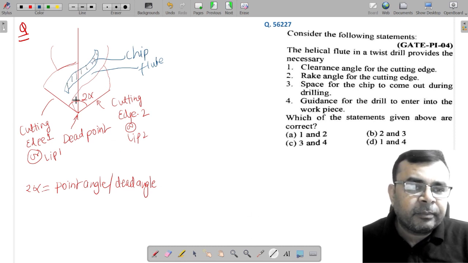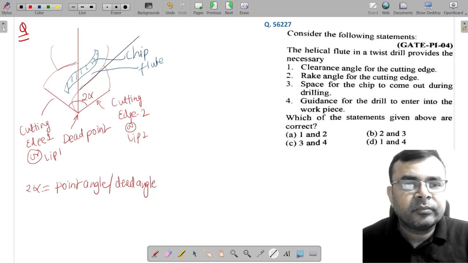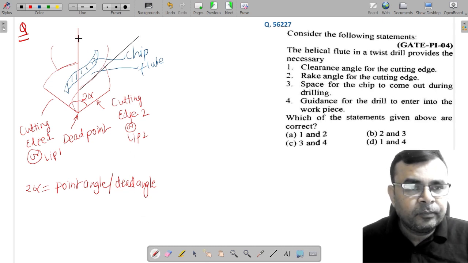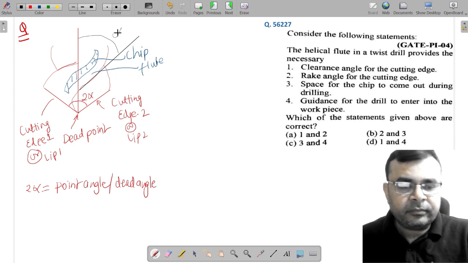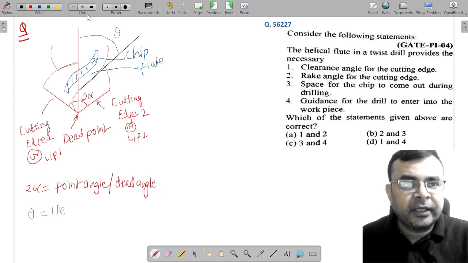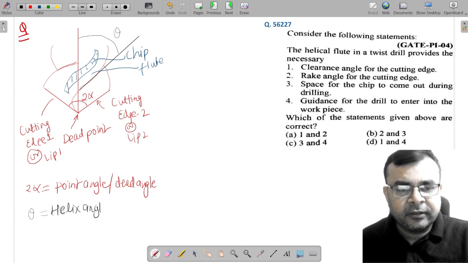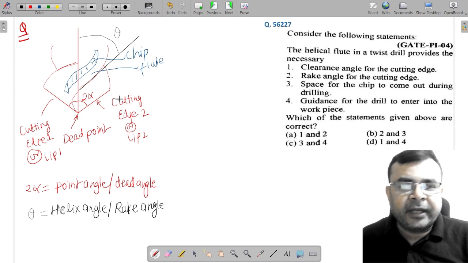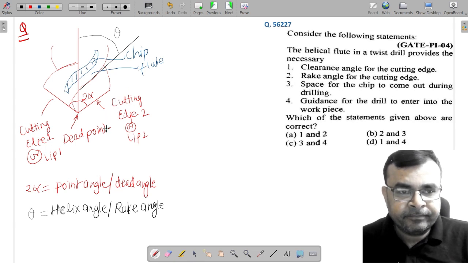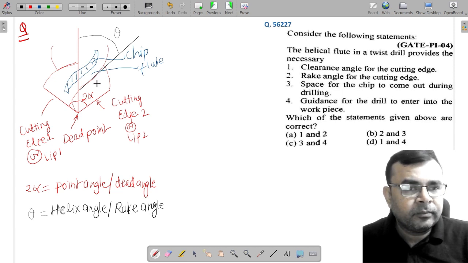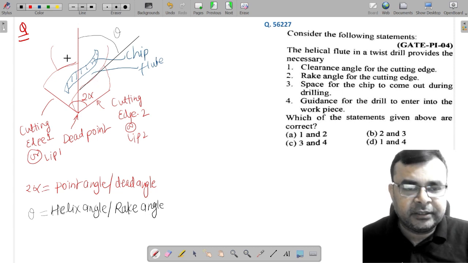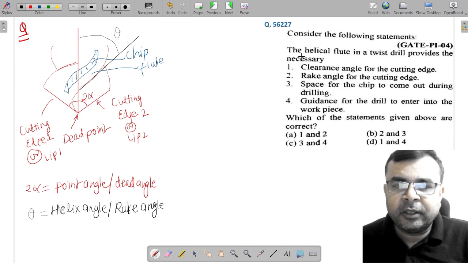Yes or no? And let's suppose if I draw a tangent with this land of the flute, this angle is, let's suppose, theta. So theta is called the helix angle, or it is also called the rake angle. Is it right? So this is basic information of this tool, and obviously this is the tool axis or drill axis. Is it right? So now let's see the correct choice for this question.